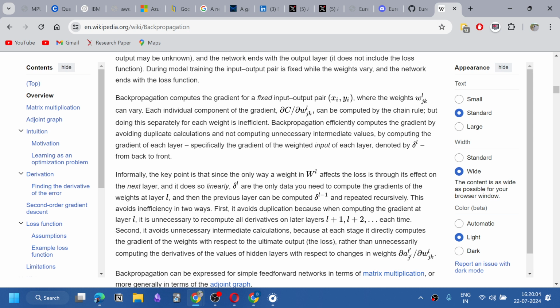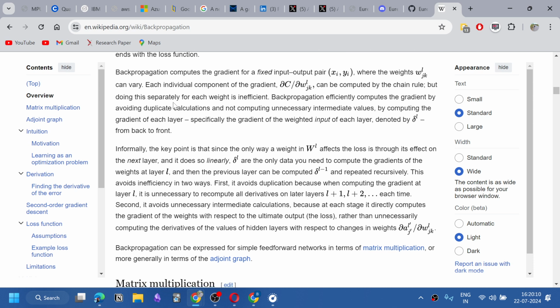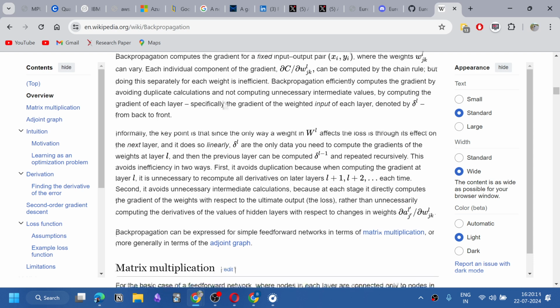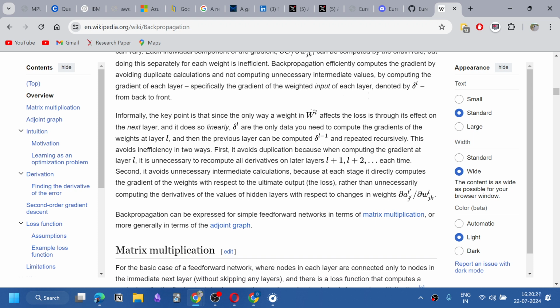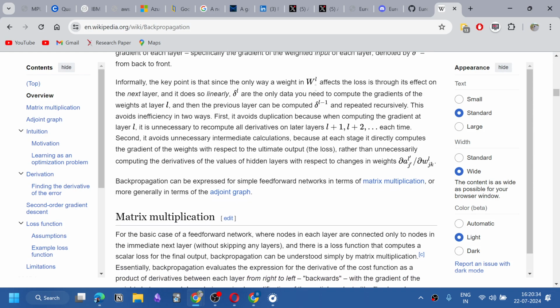Each individual component of the gradient can be computed by the chain rule, but doing this separately for each weight is inefficient. Backpropagation efficiently computes the gradient by avoiding duplicate calculations and not computing unnecessary intermediate values, by computing the gradient of each layer, specifically the gradient of the weighted input of each layer, denoted by delta, from back to front.